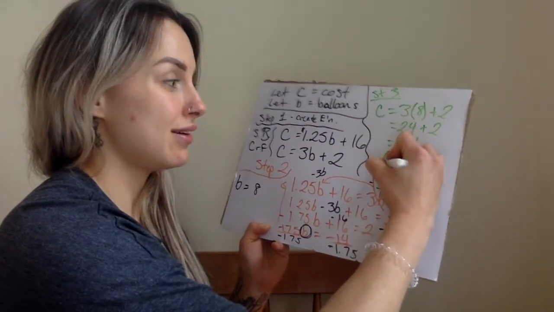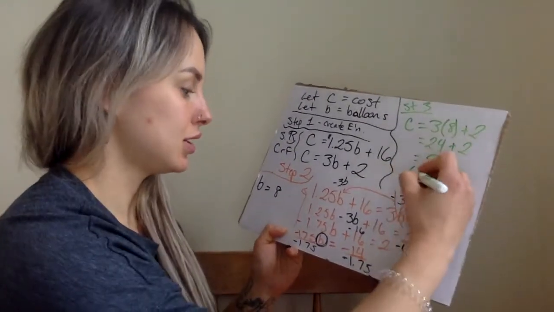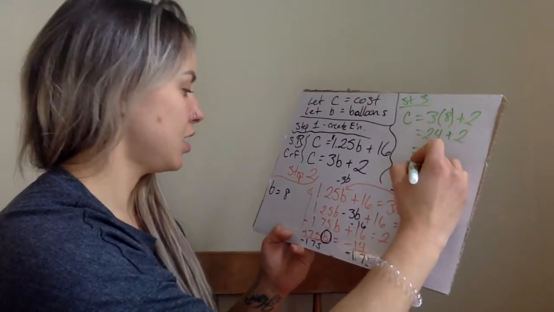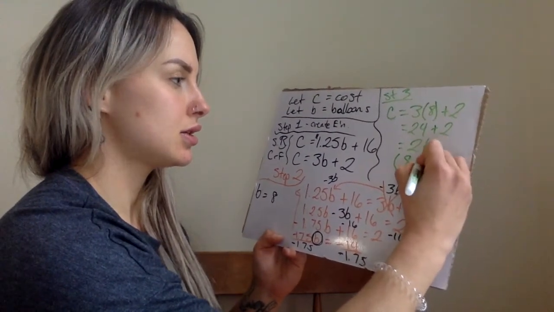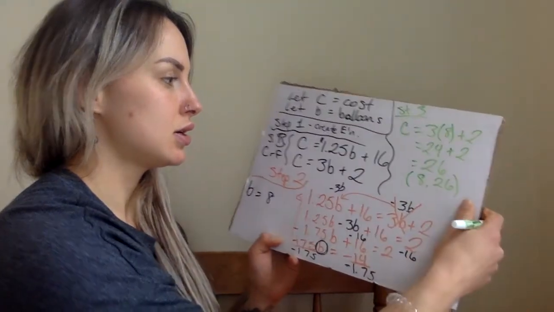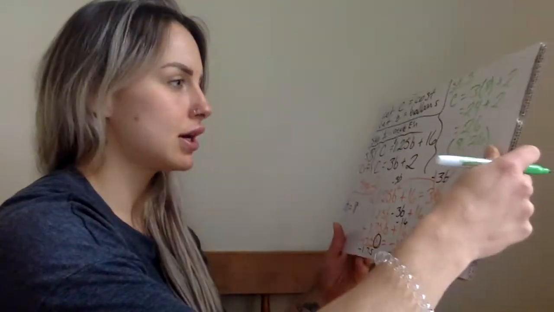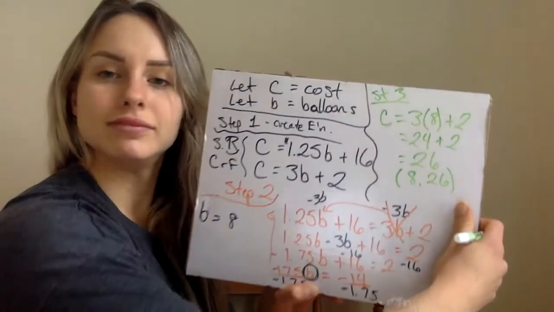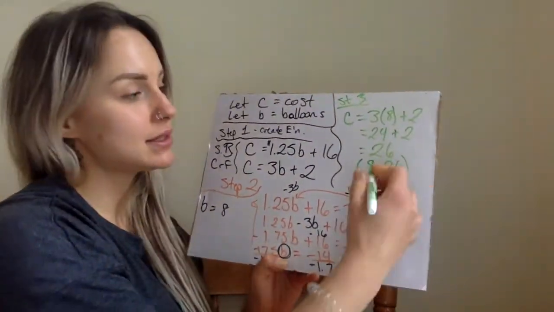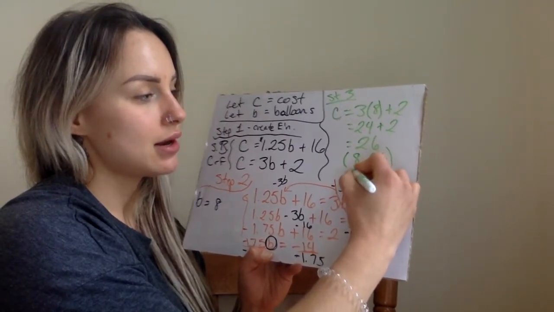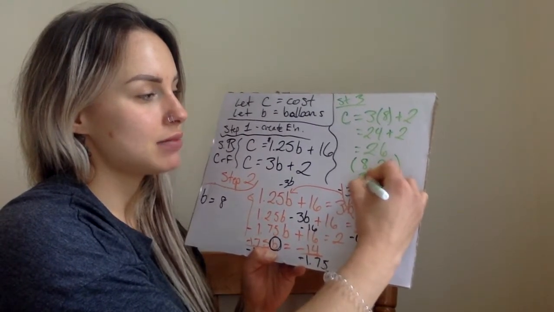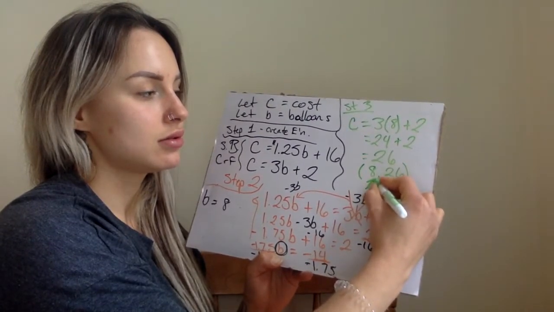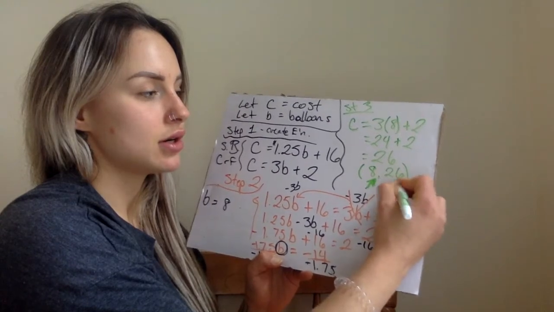So our point of intersection is 8, 26. So what this means is when she orders 8 balloons from either option, it's going to cost her $26.